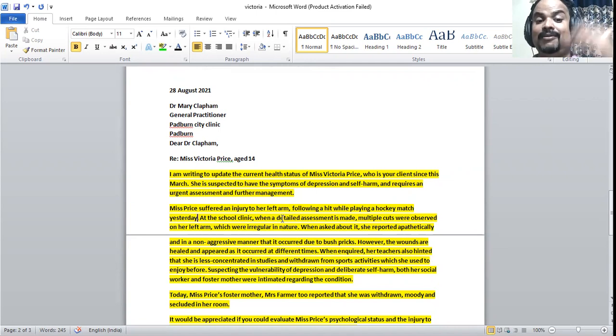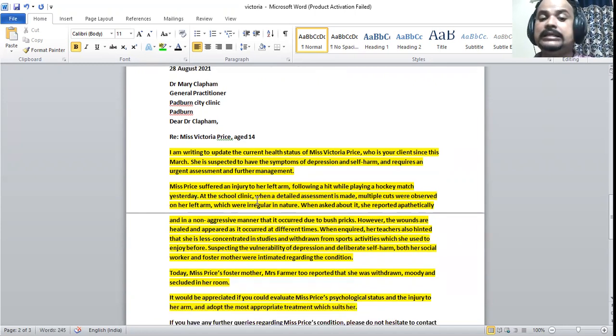Yesterday, the connection of the time. So last paragraph, I said March connected. Here, I told yesterday, I'm going to connect it in the coming paragraph. I started today. So it's very necessary to connect with the time frames.